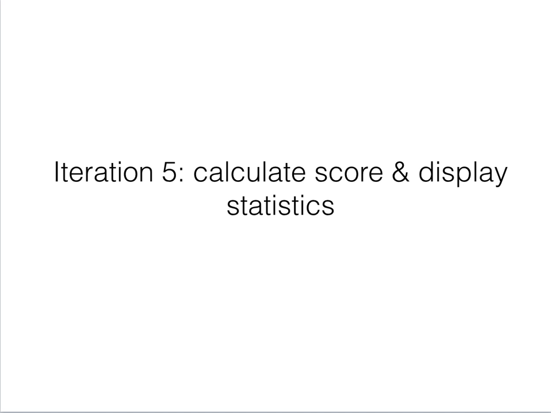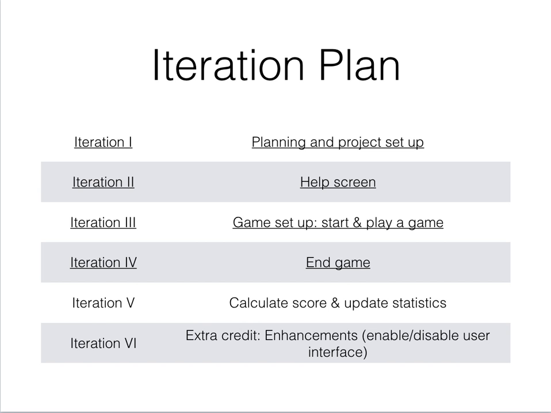Hello, and now we go to iteration number 5, and in this iteration we're going to calculate the score and display the statistics. Here is our action plan. We have almost all the parts of the game now working. We are left with the score and the statistics, and we're going to complete that in this iteration.